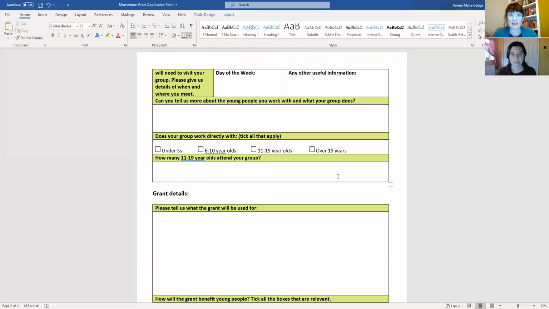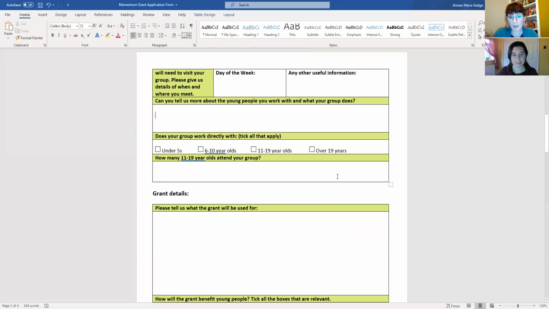So if you run a group for younger primary school children, you could tick the 6 to 10-year-old box, but then we would really want to know how many 11 to 19-year-olds attend your group, because that's where we want the funding to go. If you were a scout group, for instance, and you had your cubs and your beavers and your scouts, you would actually cross a lot of those boxes, but the grant money would only be for those older groups. Yeah, that's right.